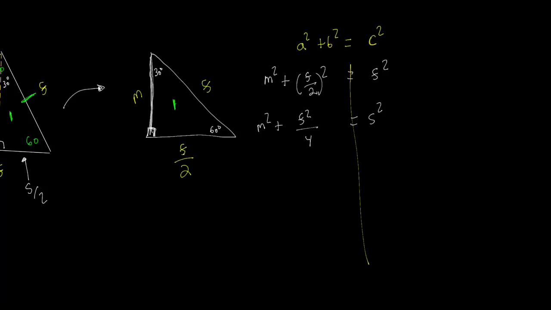I want to isolate M, so I've got to get rid of this S squared divided by 4. So I'm going to subtract S squared over 4, and I'm going to do that to the right as well, minus S squared over 4. On the left hand side, these are going to cancel. Nothing happens to M squared, so I get M squared plus 0, and that's going to be equal to S squared minus S squared over 4.